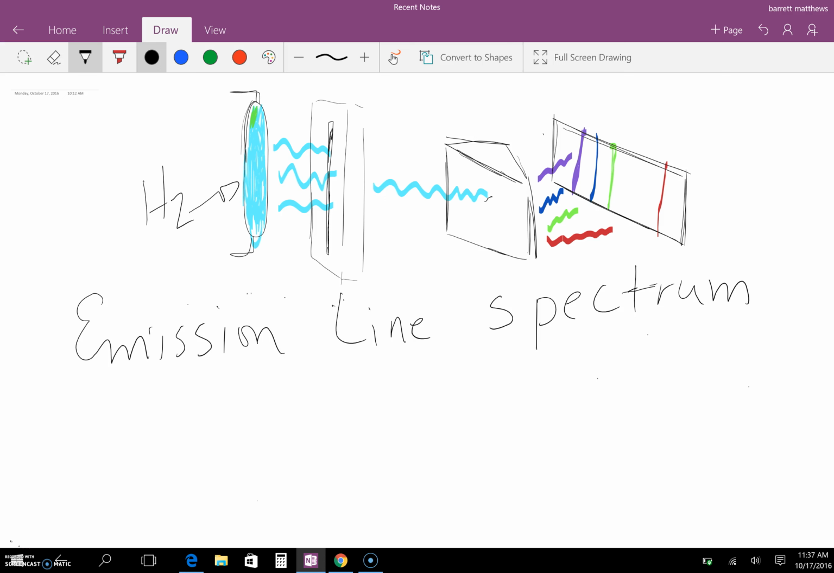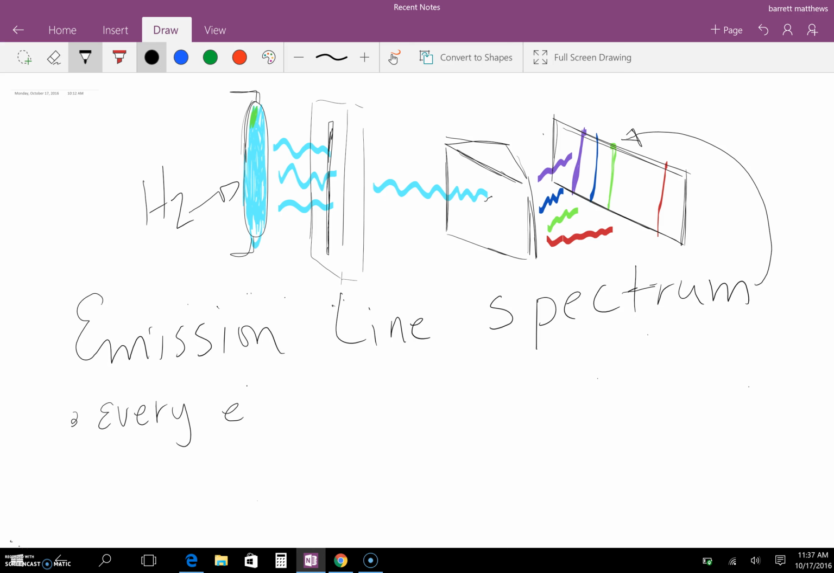This beam then hits a prism, and that prism separates the light into 4 different colors: purple, blue, green, and red. These represent the 4 distinct wavelengths that are being seen. This pattern here is the emission spectrum for hydrogen.